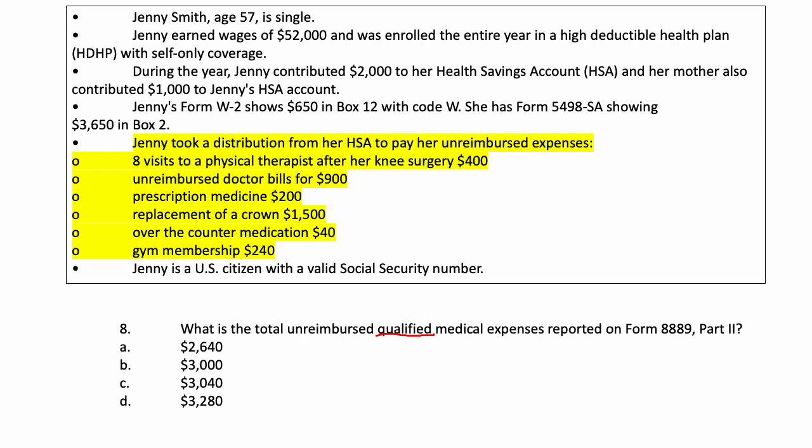She shows her unreimbursed expenses: 8 visits to a physical therapist for $400, unreimbursed doctor bills for $900, prescription medicine, placement of crown, over-the-counter medication, and gym membership. Well, I don't know offhand personally which of these qualify or not. Some of them I think I do, but I don't know all of them. So how are we going to resolve this? The way we're going to resolve it is to go to our resources. In this case, in Publication 4012, there's information on health savings accounts and what are qualified medical expenses. So let's go take a look at that.